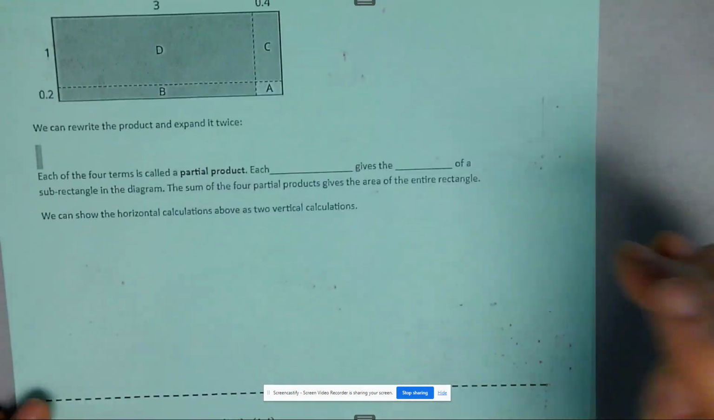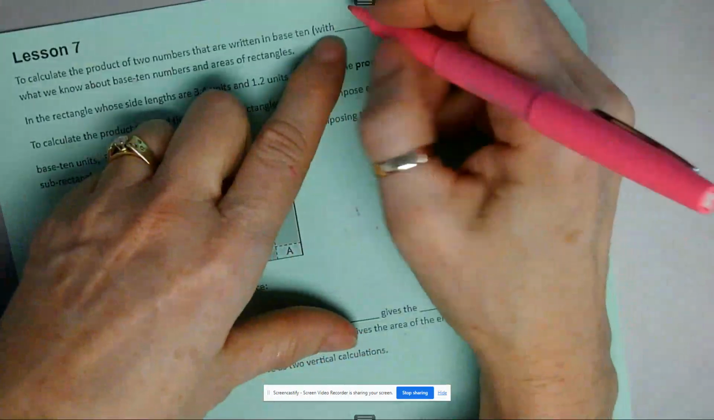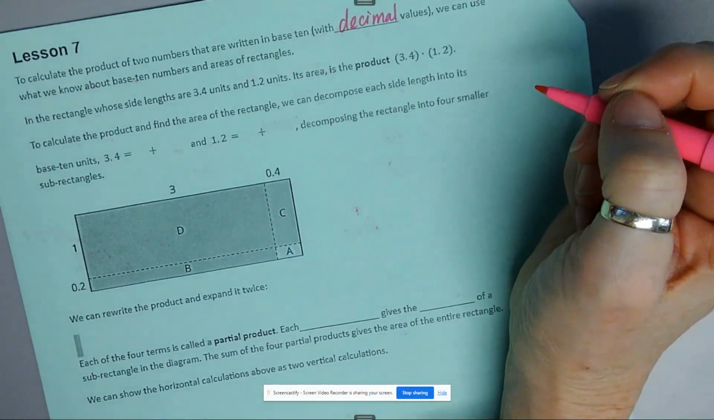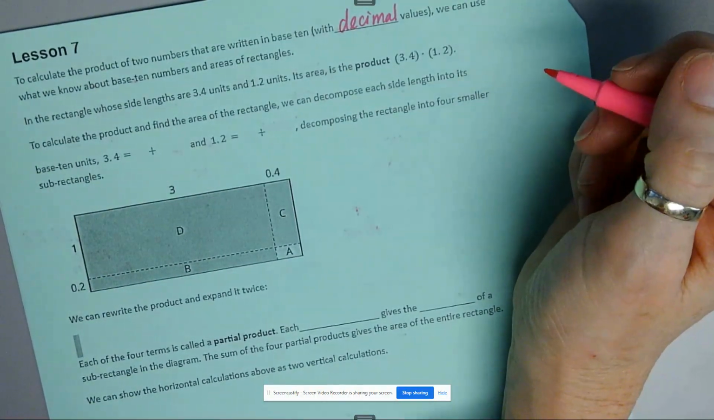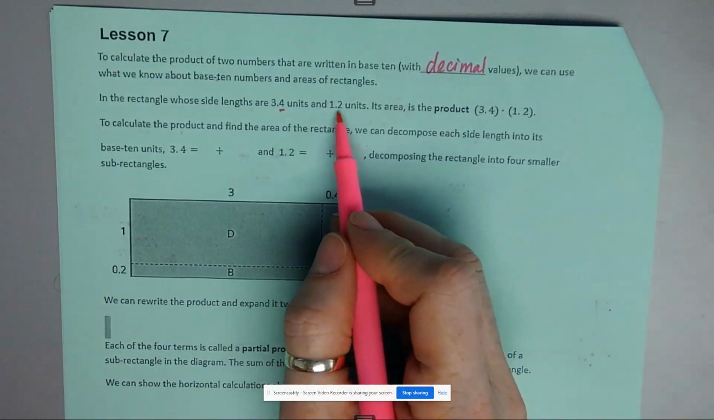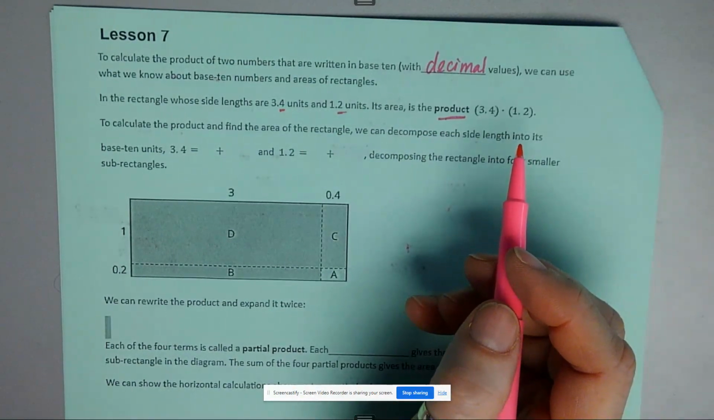And let's go to lesson 7. To calculate the product of two numbers that are written in base 10, which is basically our decimals, we can use what we know about base 10 numbers and areas of rectangles. So continuing to work on that idea of a rectangle and the area. So if a rectangle has side lengths of 3 4/10 and 1 2/10, the area is the product, right? We multiply to find area.